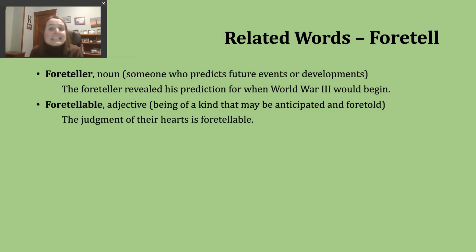Okay. An example of this, and as I looked for examples of this particular adjective, it seemed like they might be a little more common in literature. And so I borrowed a sentence from a story. The judgment of their hearts is foretellable. So kind of like we know how they're going to react in this particular situation.